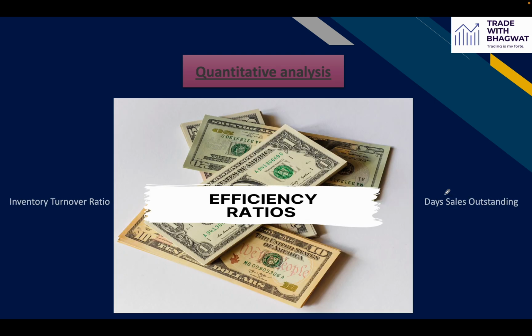So let's go to the next one, the efficiency ratio. Efficiency ratios are very important. They show how efficiently a company utilizes its assets and manages its operations. Our first ratio in this category is the inventory turnover ratio. What it does is measure how quickly a company sells its inventory. In liquidity, they don't rely on the inventory, but in efficiency, we do.